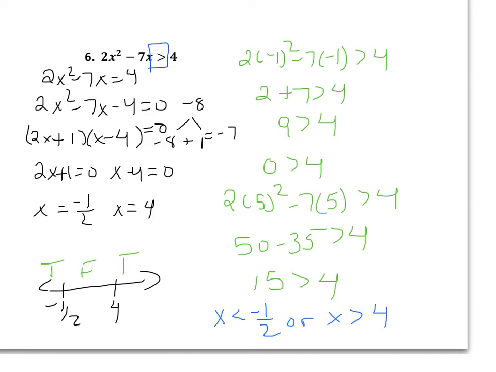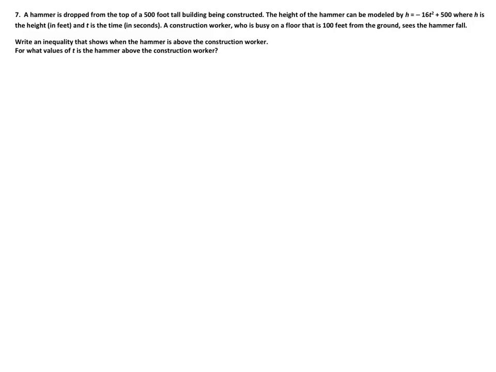Alright, let's take a look at another problem. A hammer is dropped from the top of a 500-foot tall building being constructed. The height of the hammer can be modeled by h equals negative 16 t squared plus 500, where h is the height in feet and t is the time in seconds. A construction worker who is busy on a floor that is 100 feet from the ground sees the hammer fall. Write an inequality that shows when the hammer is above the construction worker. For what values of t is the hammer above the construction worker?